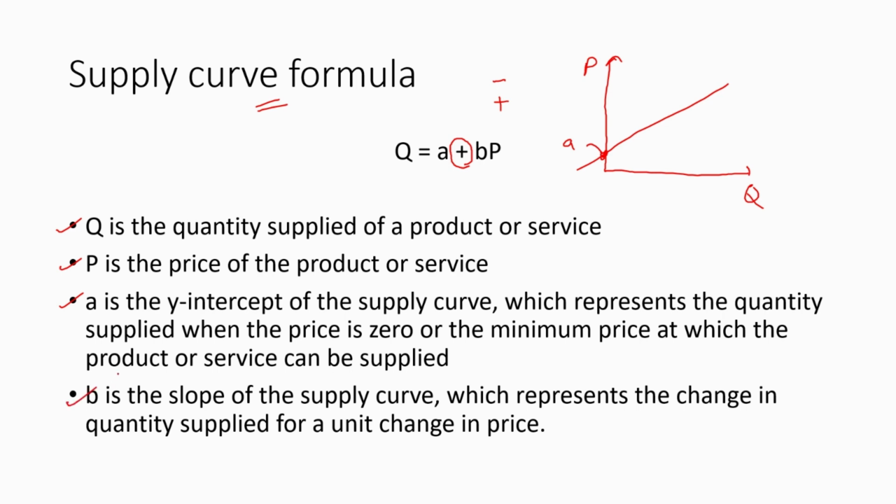B is the slope of the supply curve, which represents the change in quantity supplied for a unit change in price. We can find the gradient of the slope by using this y and x value. This will be the gradient value B, or the slope of the supply curve.